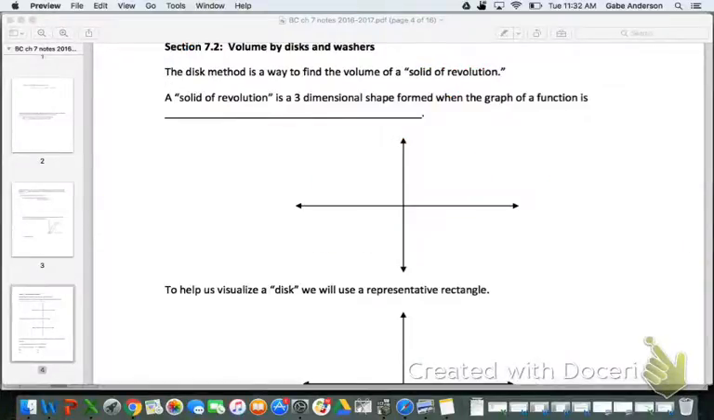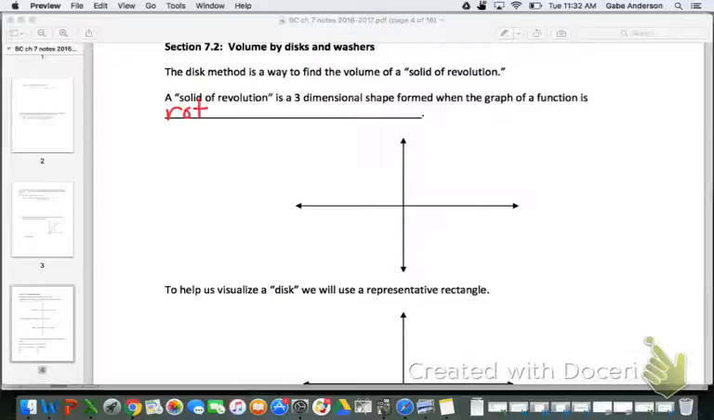Not normal shapes, things that are created by doing some interesting math. We're going to be first looking at what we call a solid of revolution. A solid of revolution is a three-dimensional object formed when the graph of a function, or more specifically the graph of a region, is revolved or rotated around an axis of rotation. And that's what we're going to be trying to visualize here.